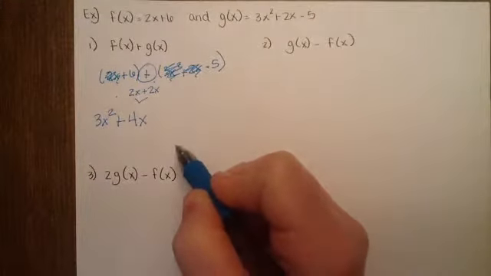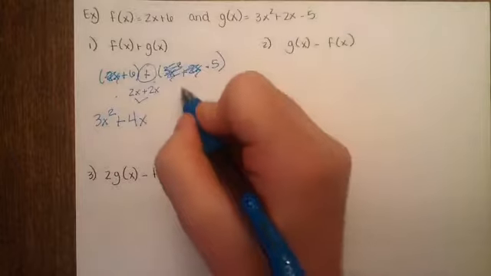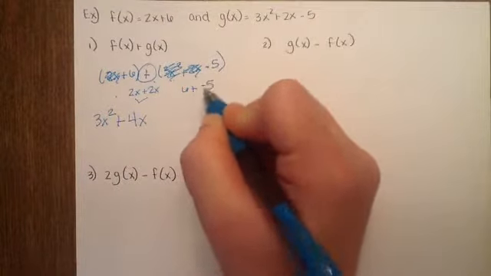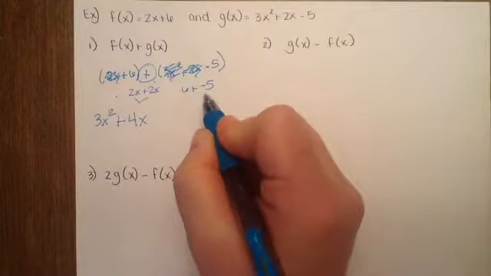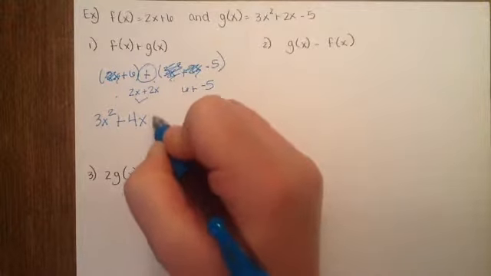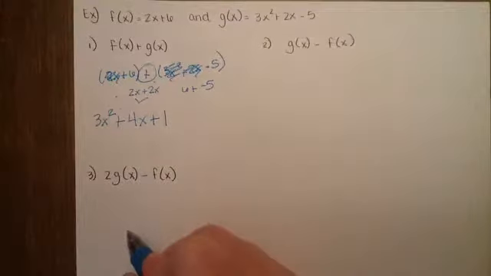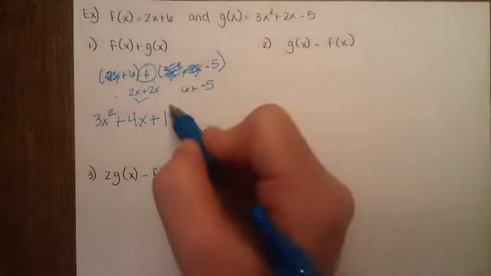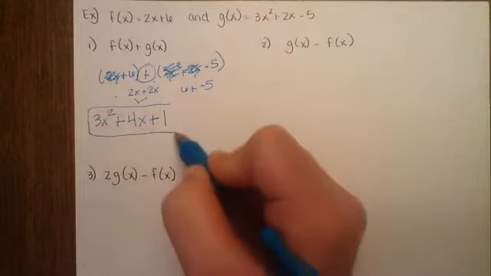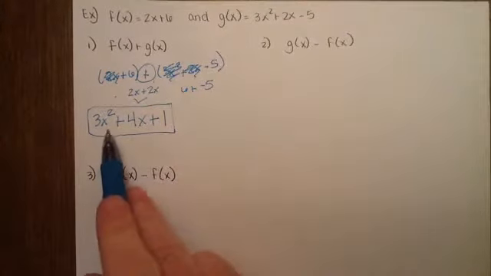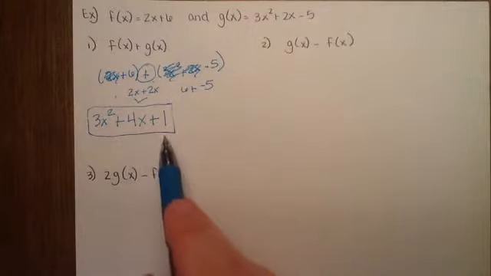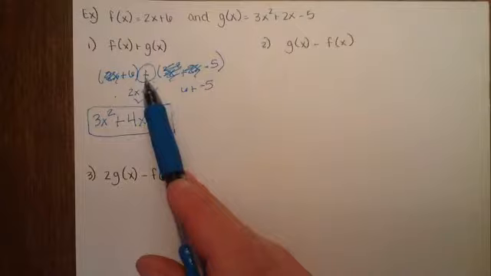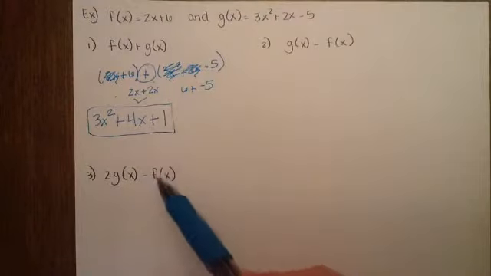And what is left to add together? 6 plus negative 5. 6 plus negative 5 is positive or plus 1. Can anything here go together? No. Our final answer, 3x squared plus 4x plus 1. Write each function, add the pieces that match. Nice job.